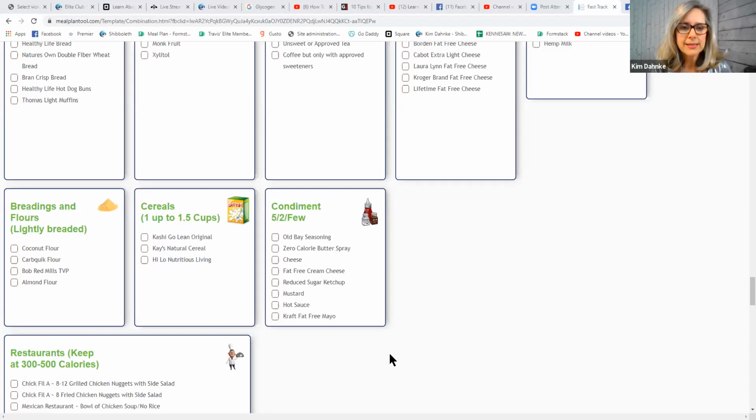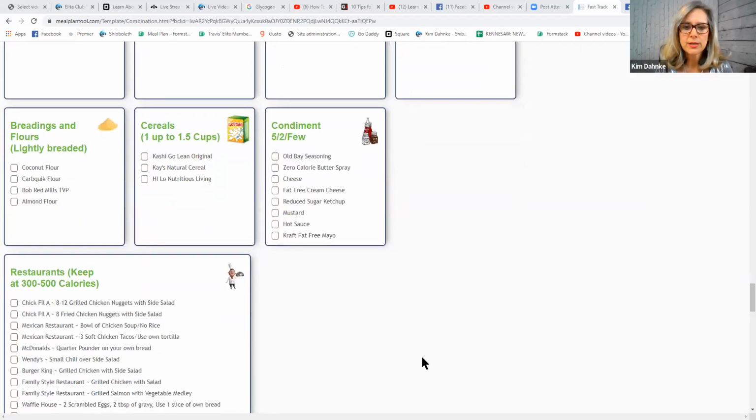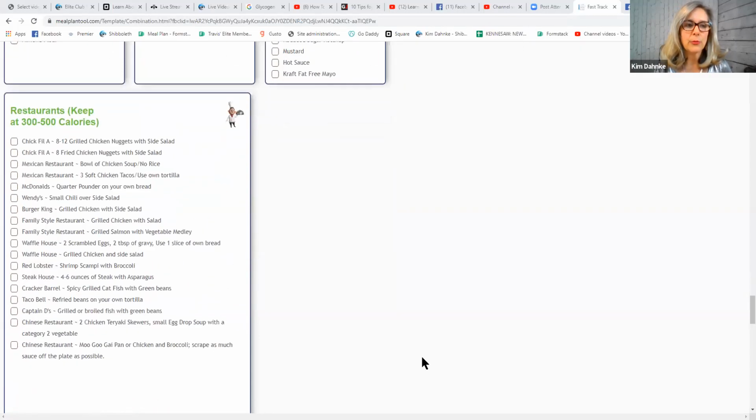I'm not going to read over these condiments here because we've already gone over condiments. So let's look at these restaurants, okay? And what I want you to know about restaurants is you need to familiarize yourself with the restaurants that you frequent most often. Go into the restaurant guide in the website and go to the restaurants that you go to the most often and look and see what they are saying that you could order.